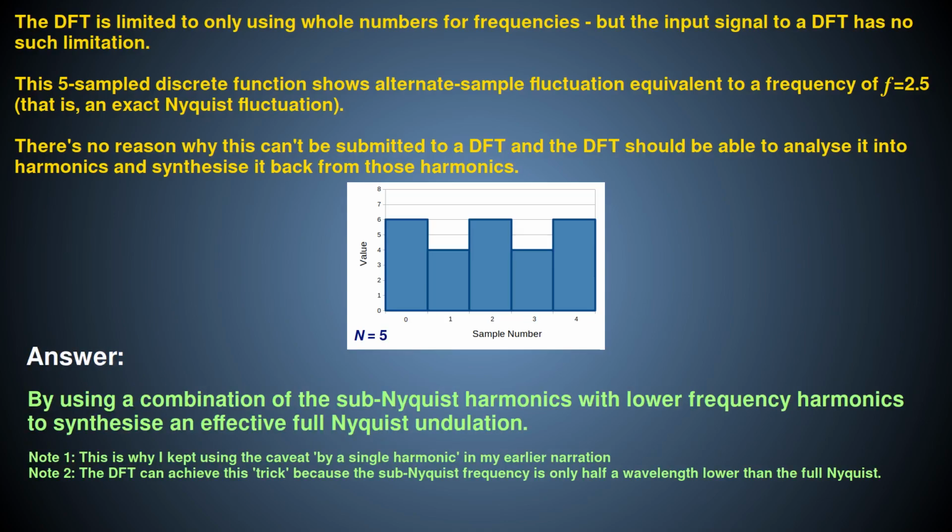Well, one of the clever things about the DFT is that it can reconstruct the equivalent of an exact Nyquist frequency in such cases by using a mixture of waves with some at the sub-Nyquist frequency combined with one or more lower frequency waves. For example, in the case of this signal where n equals 5, it uses the f equals 2 and f equals minus 2 sub-Nyquist harmonics plus the f equals plus and minus 1 lower frequency harmonics to recreate a perfect equivalent of an f equals 2.5 exact Nyquist fluctuation.